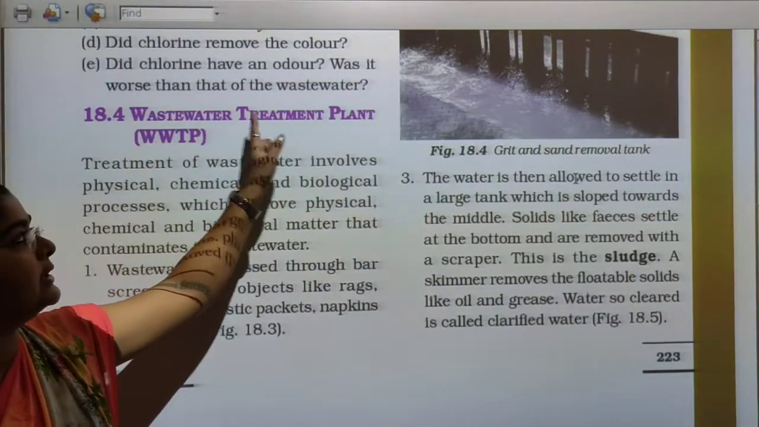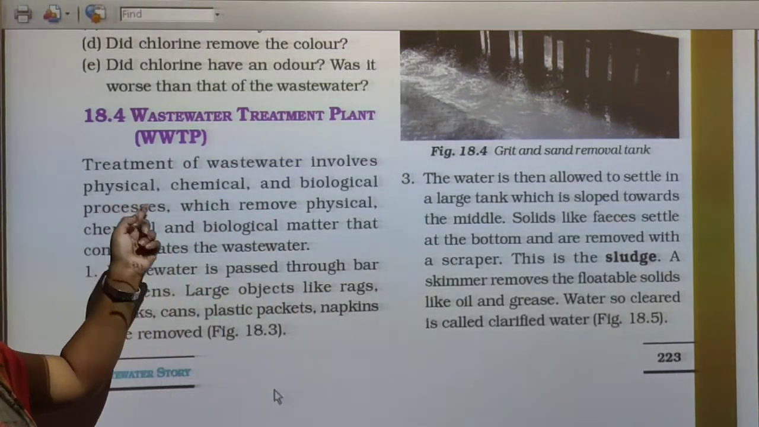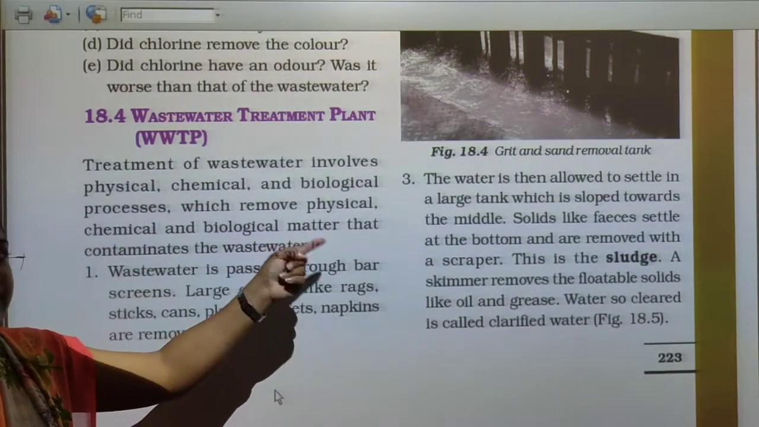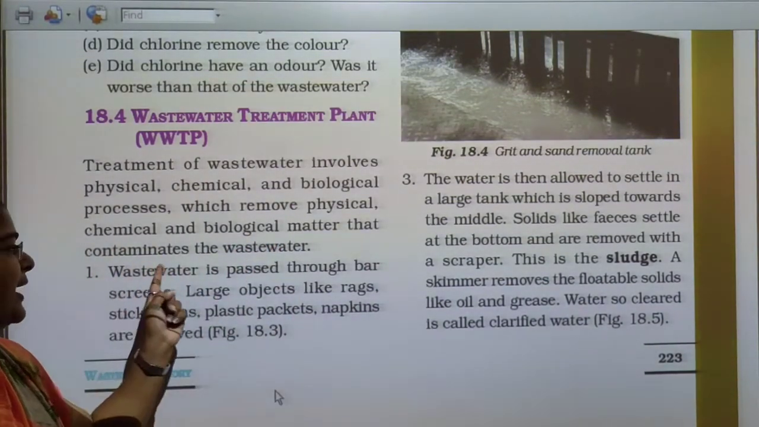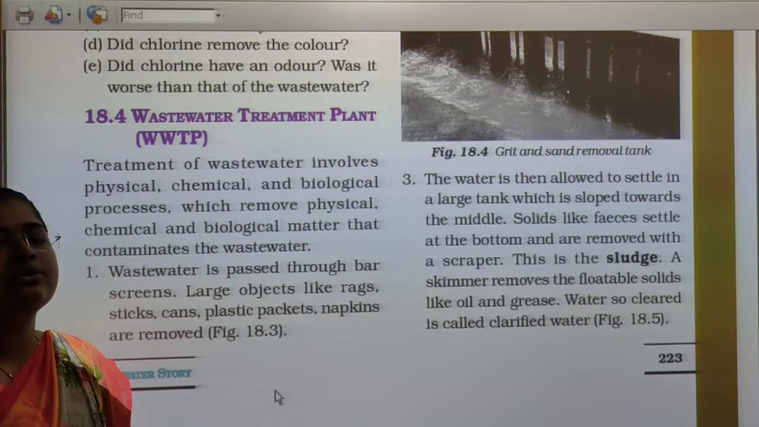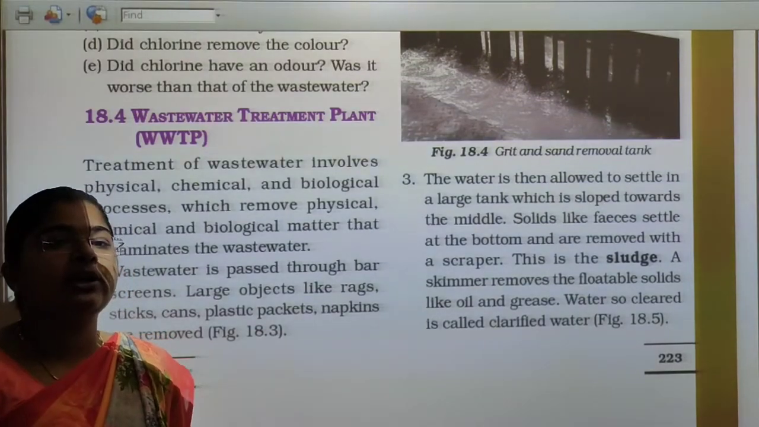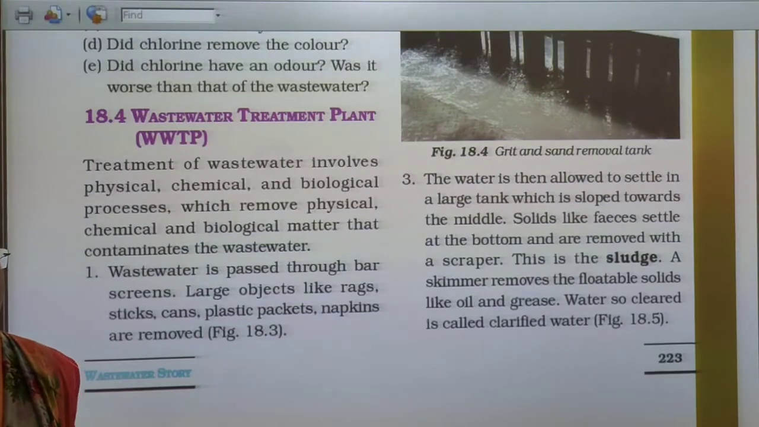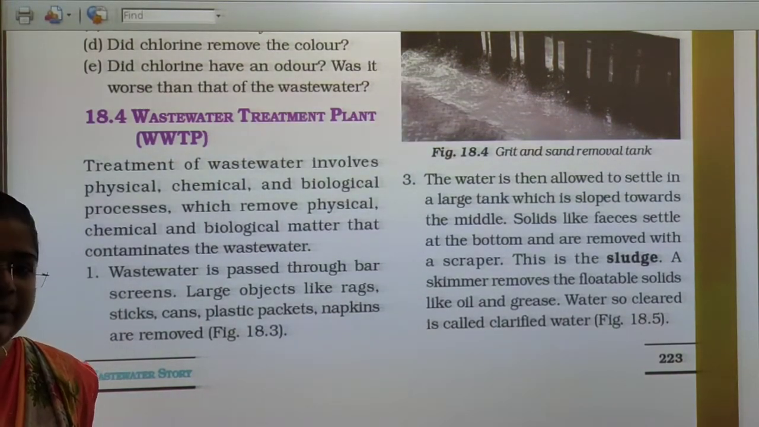So, wastewater treatment plant. Treatment of wastewater involves physical, chemical and biological processes which remove physical, chemical and biological matter that contaminates the wastewater. It means, student, in the previous video we had learned that in wastewater there are physical, biological and chemical wastes. So to clean this type of water, we treat it with chemical, physical and biological treatment.